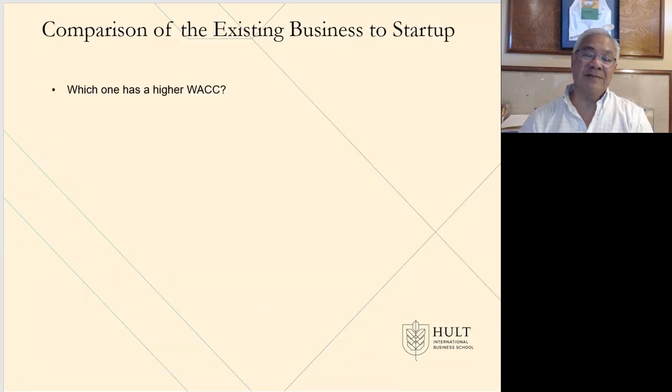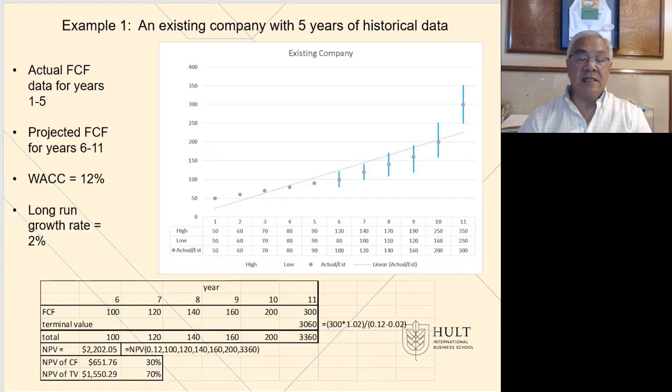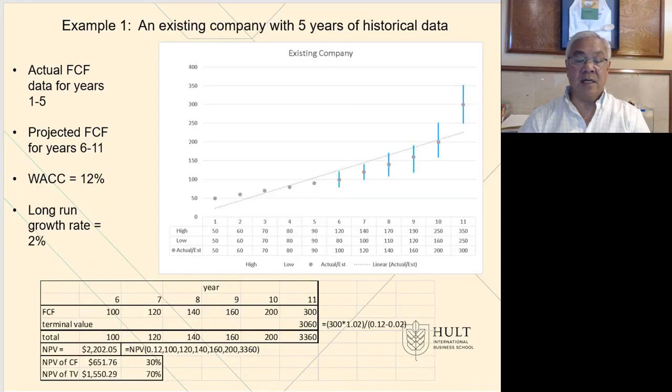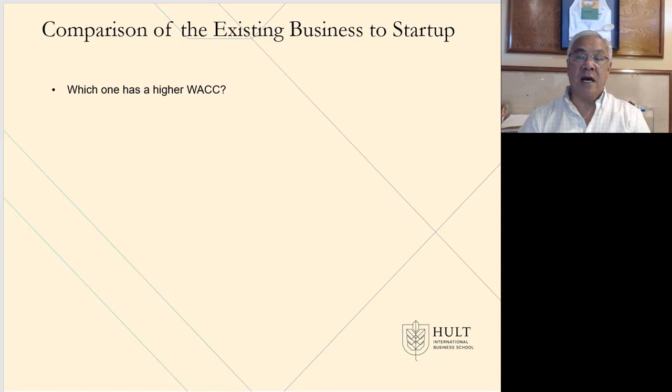So simple, right? Well, let's hold on a little bit. Let's do a little bit closer inspection of the two investment alternatives, the existing business and a startup. First, which one has a higher weighted average cost of capital? The existing one had 12%, and the startup has 40%, dropping to 12%. So that is an indication that the existing company is lower risk. So which has a higher WACC? The startup, it's at 40%, and the existing is 12.